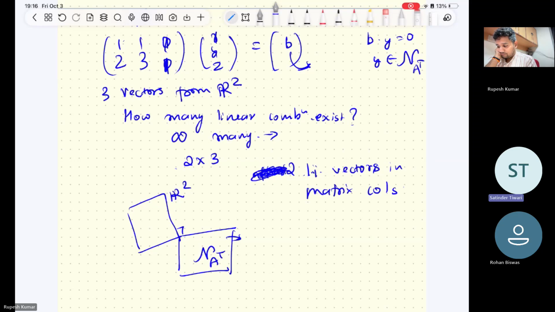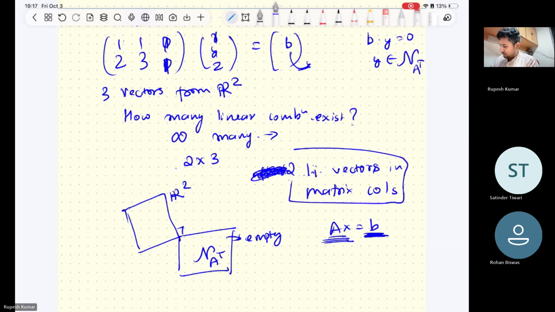I think empty space will be there. Right. Null space, this will be empty. And now I'm saying you want to solve for Ax equals B. Then where can B lie, when you are taking a linear combination of these two vectors? Where will it lie?